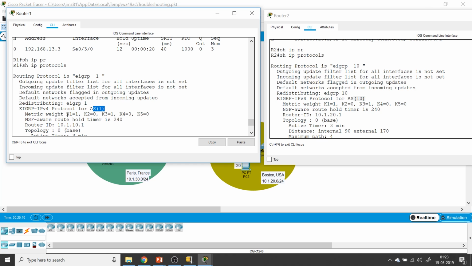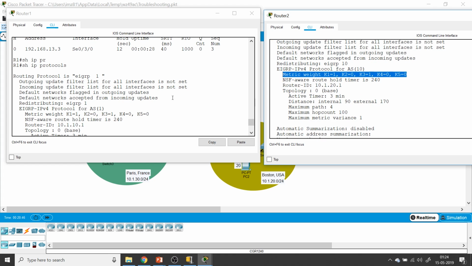Another reason why neighborship may not be formed could be if the K values are different. So in this case, K1, K2, K3, K4, K5 is 1, 0, 1, 0, 0. But like I said, at CCNA level, you're not going to go into that level. So most probably this would not be a troubleshooting task for you. But just to be aware, it should be the same. So 1, 0, 1, 0, 0 should be the one.